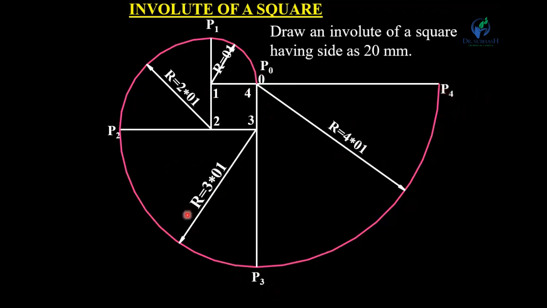So this curve is known as the involute of a square. Now if you want to draw a tangent and normal at this point S, then you have to join this S with this corner, because this S is in between these two points P2 and P3. So we have to join this S with this point 3. So this is the normal, and a line drawn perpendicular to this normal is called a tangent.